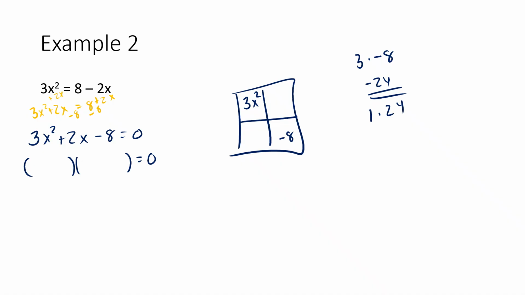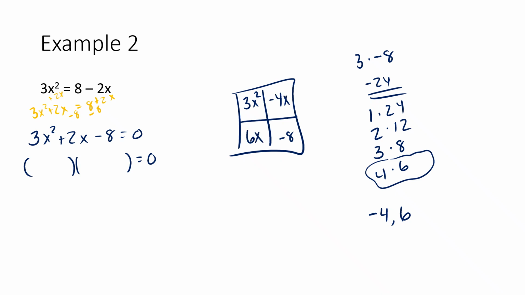So 1 times 24, 2 times 12, 3 times 8, 4 times 6. There it is. If the 4 is negative and the 6 is positive, we'll do a quick double check. Negative 4 times positive 6 gives me negative 24. Negative 4 plus 6 is positive 2. So I'm confident I have that right. So this is negative 4x and 6x.